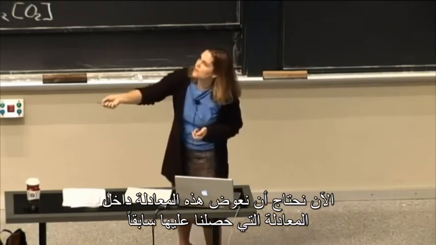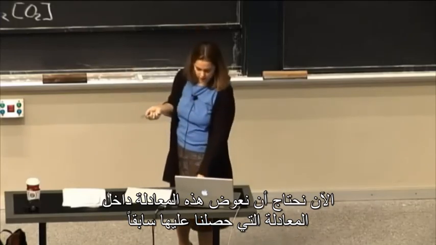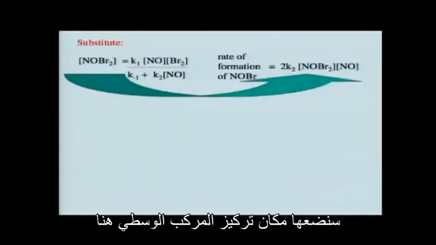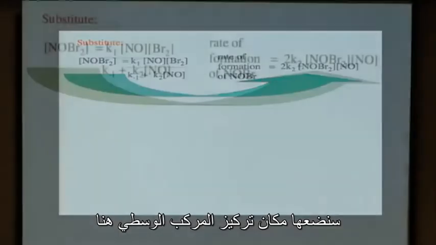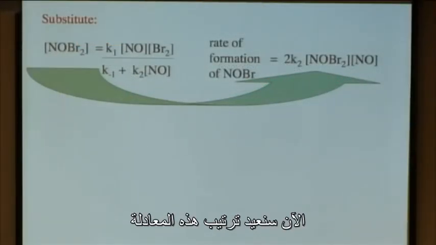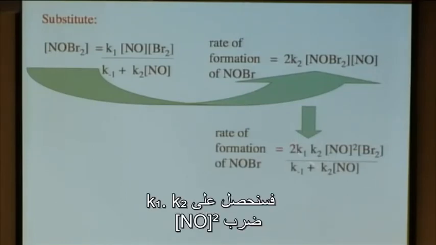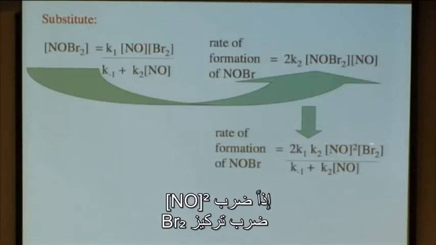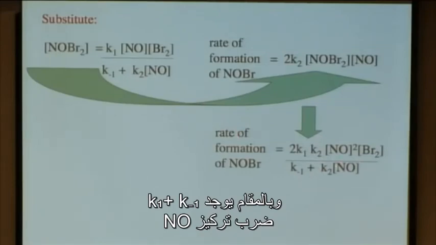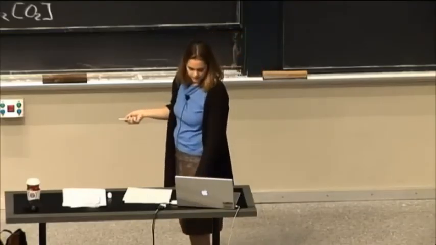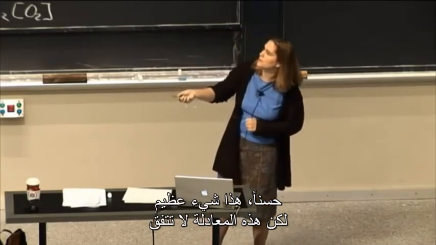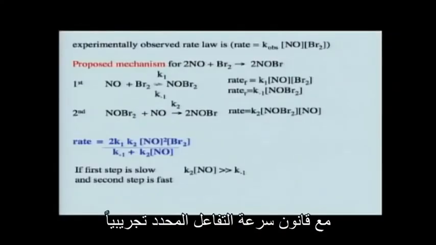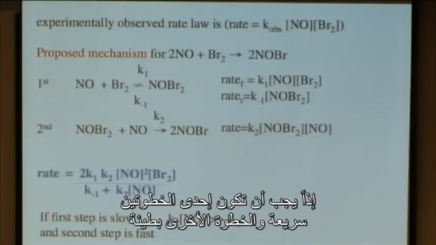So now we need to plug that back in to the original equation that we had. This is what we solved for, and now we can put it into here. And if you rearrange that, we have the 2, we have the K1, we have the K2, we have an NO here, we have an NO there, so it's squared, Br2 here, and then on the bottom we have K minus 1 plus K2 times NO. Okay, so that's great, but that's not consistent with the experimentally determined rate law. So something has to be fast and something has to be slow.